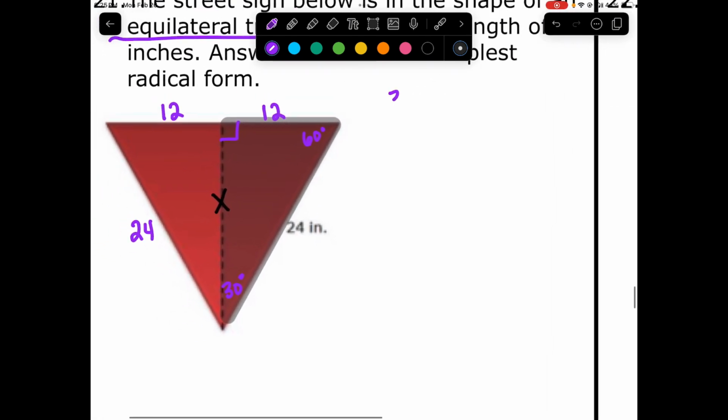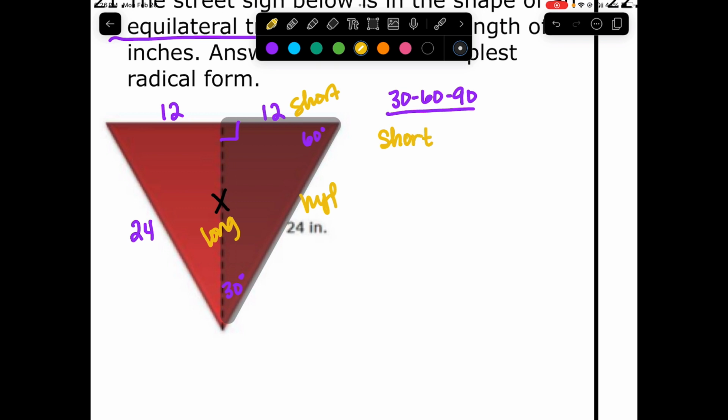So if I use 30, 60, 90 rules, then I would just be like, oh, this is the short leg, this is the hypotenuse, this is the long leg. So I would use the short leg, multiply that by the square root of 3 to get the long leg. So that would just be 12 square root of 3. So you could do that. But if you didn't know that, you could just use Pythagorean theorem.